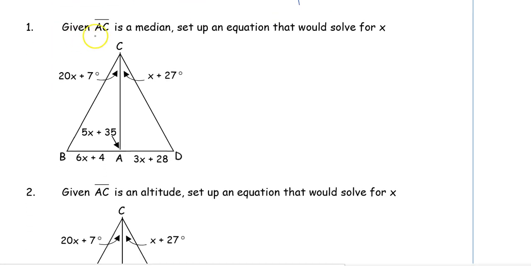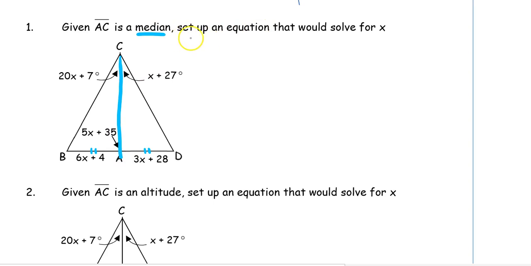So in number one, we're given that AC, so our segment right here, our segment AC, is a median. The key here is median. Median means it's connecting to the midpoint. Since A is the midpoint, that means that this segment is congruent to this segment. Nothing else in my diagram has any bearing on the problem. The only thing I know to be true is that A is going to be the midpoint. And I know A is the midpoint because I have a median.